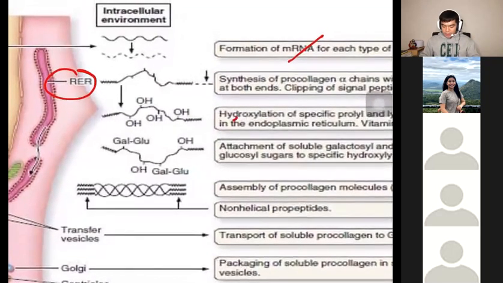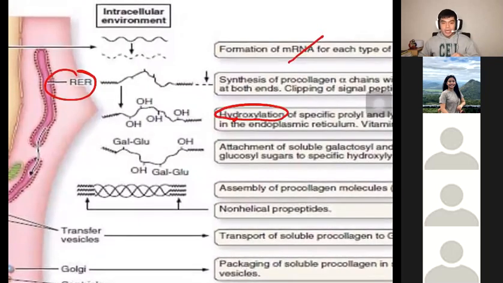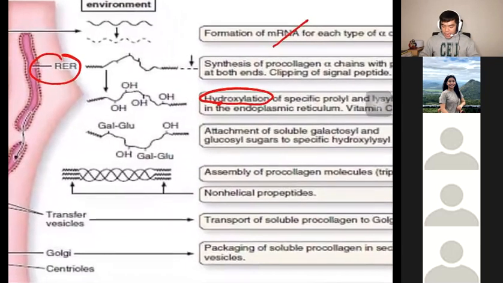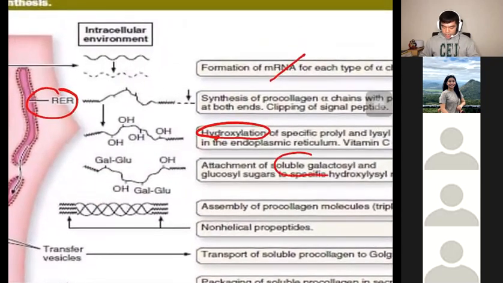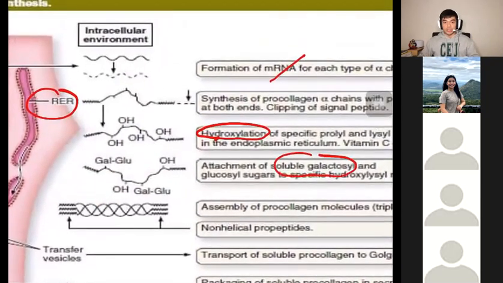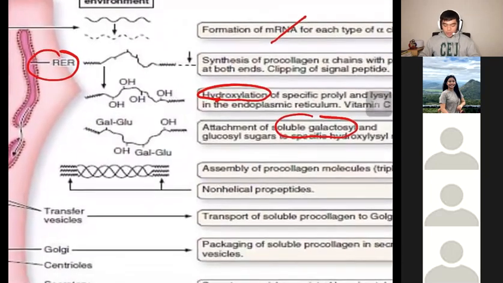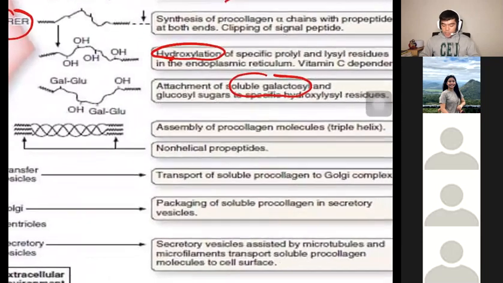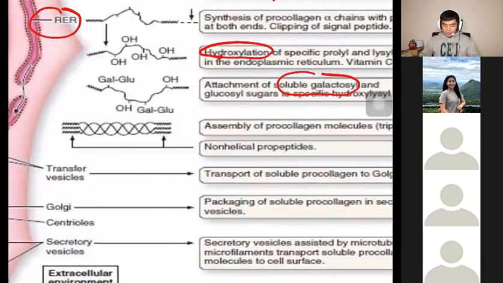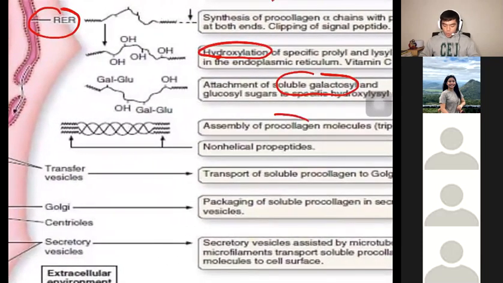Anong sabi natin? Sa RER, nagkakaroon ng hydroxylation. Ito yon, di ba nakita nyo? Hydroxylation. And then, nagkakaroon din ng glycosylation. And then, anong susunod na mangyayari? Pagpunta sa Golgi apparatus, magkakaroon ng formation ng pro-collagen.